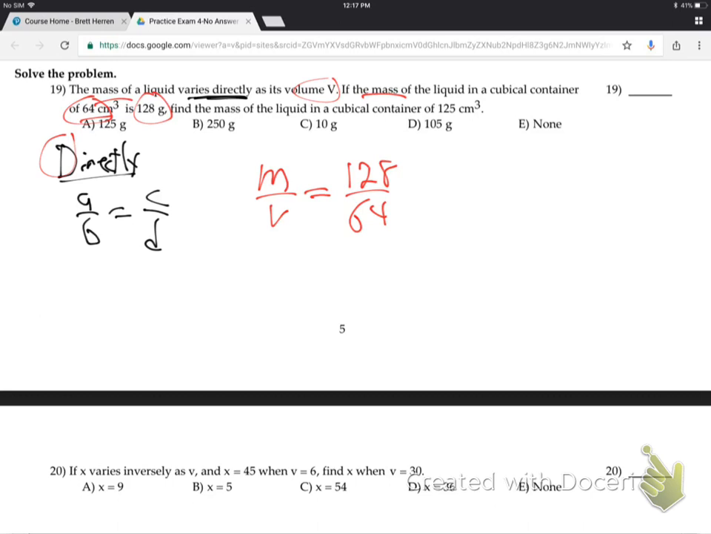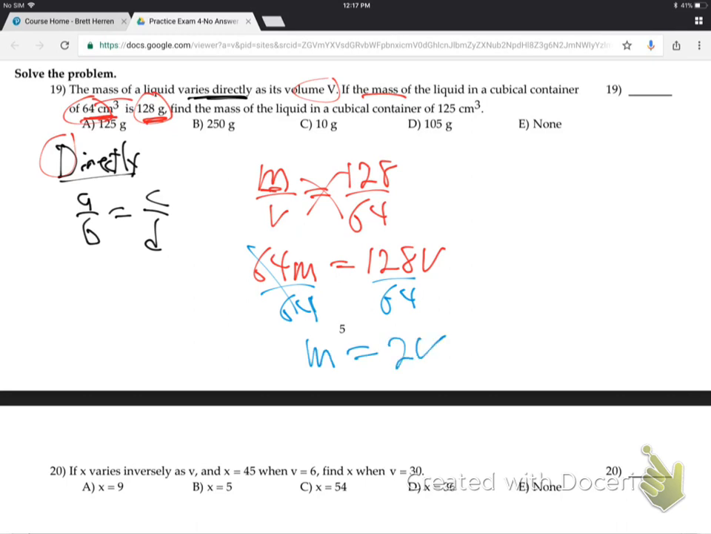Okay, is that good? See how that kind of tricked around there? Everybody see that? What might help is, mass is grams, and cubic centimeters is volume, so 64 has to go on the bottom. Then we do diagonal. Remember, 64m equals 128v. You solve for the m, divide by the 64. M equals 2v. You good with these?